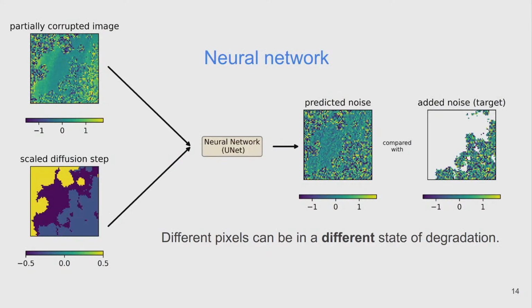But in fact, in traditional diffusion models, you assume that an image has a fixed state of degradation. Here we assume that every pixel can be in a different state of degradation. So you have some pixels which are non-degraded at all, already at the start of the diffusion pipeline, some which are completely degraded, and some which are just partially degraded. That is the trick that we use to train the neural network with noisy data: assume that every pixel can be in a different state of degradation.